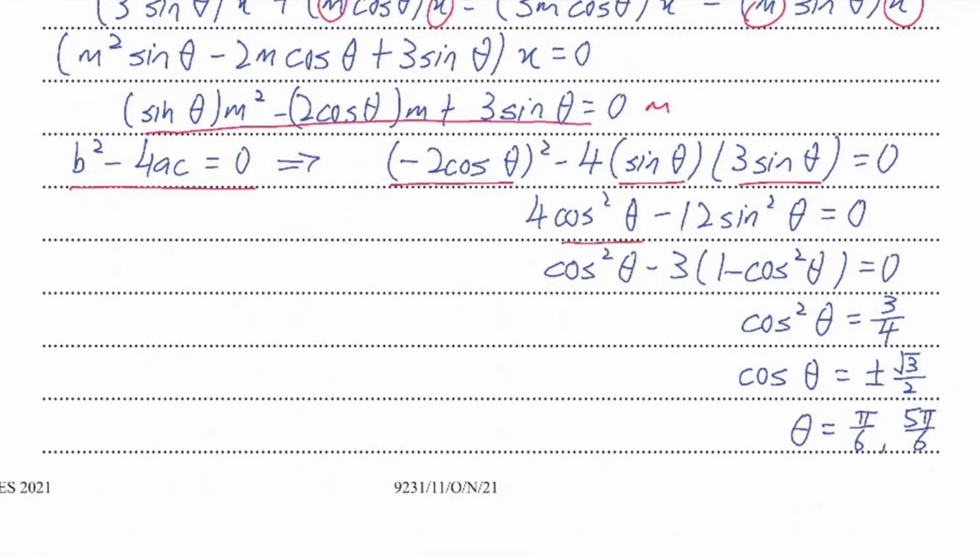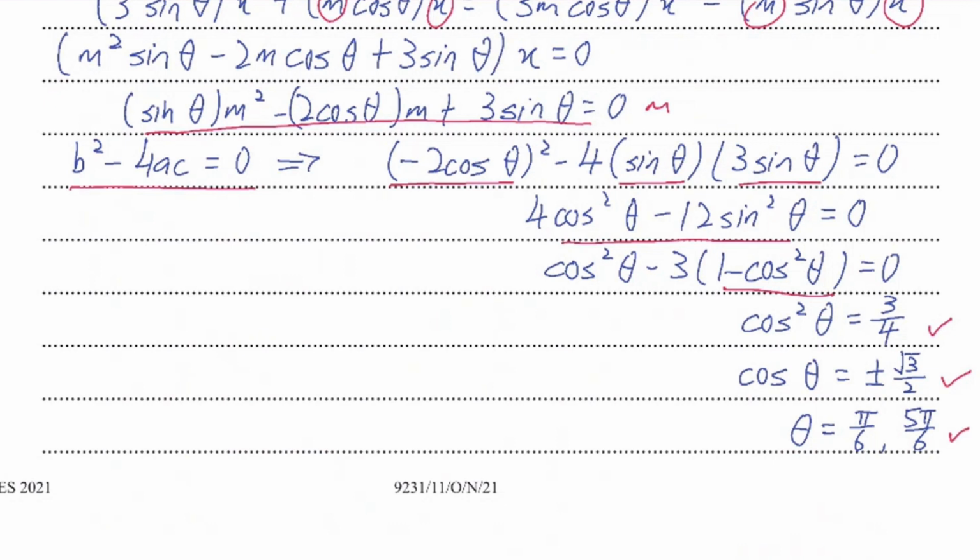Somehow later, we are going to work with either cos square or sine square by using the identity. So here, let's say I use the cos square to work on that. With that, we are getting the cos square is 3 over 4, and the cos theta here is plus minus root 3 over 2.